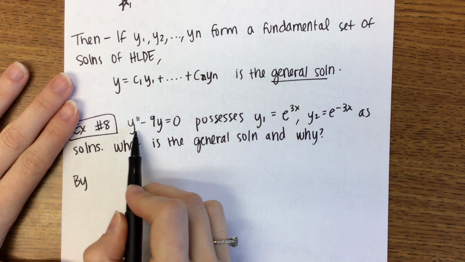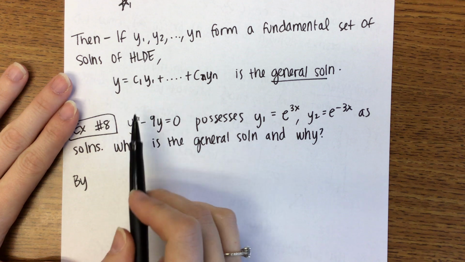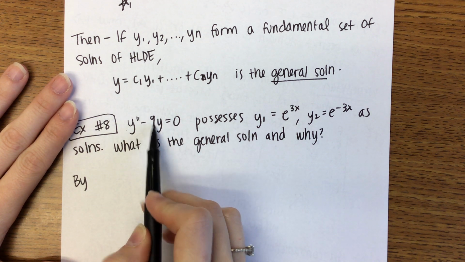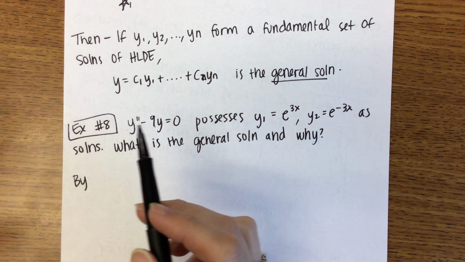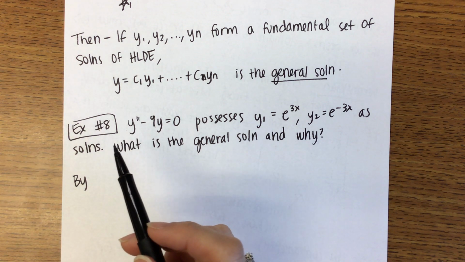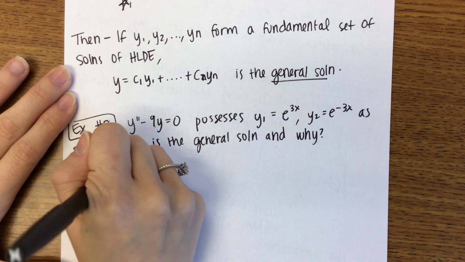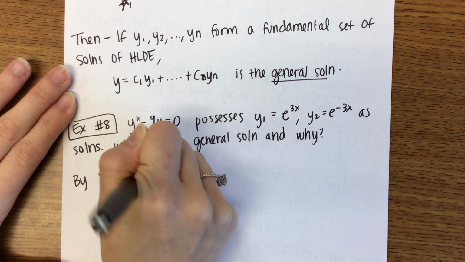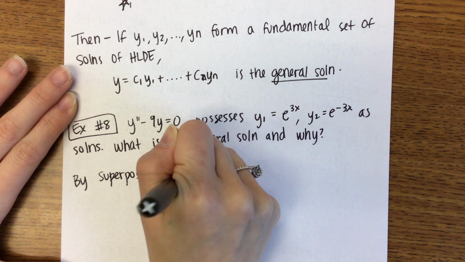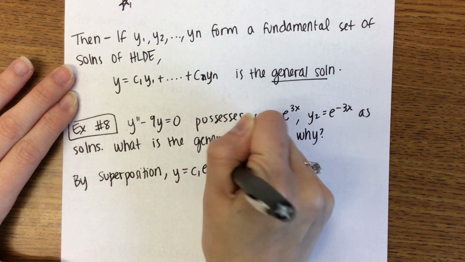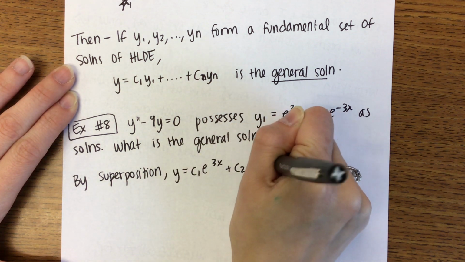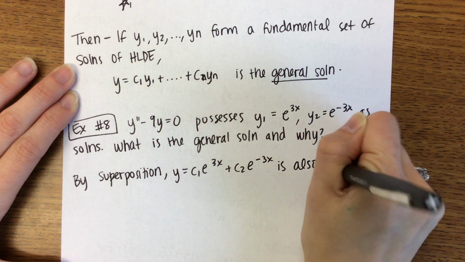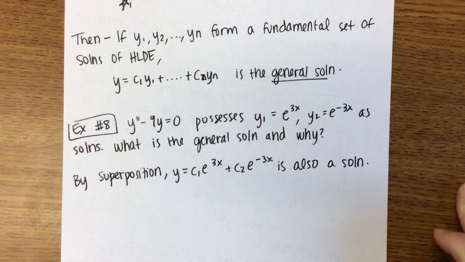One thing to remember from our first day of notes, we're considering the cases where all of the coefficients are continuous and the first one never equals 0. So that's going to be true, but just make sure that you check that. By superposition principle, we know that y equals c1 e to the 3x plus c2 e to the negative 3x is also a solution. Now, you can probably guess that that's the general solution, but I want to know why that's the general solution.